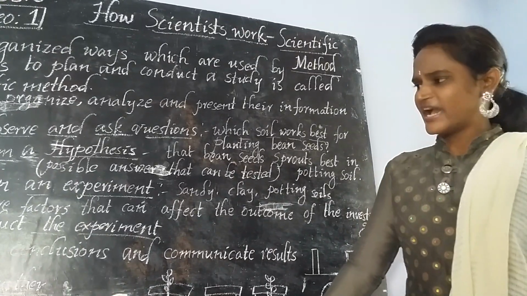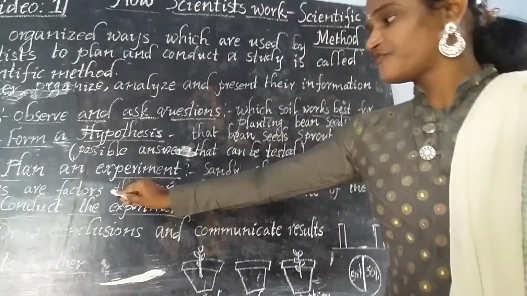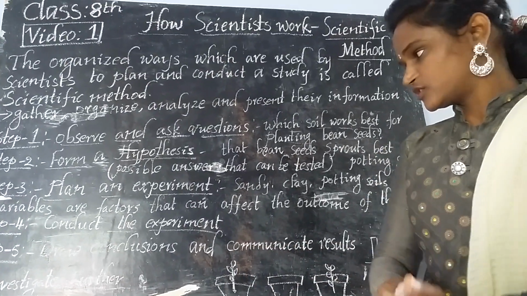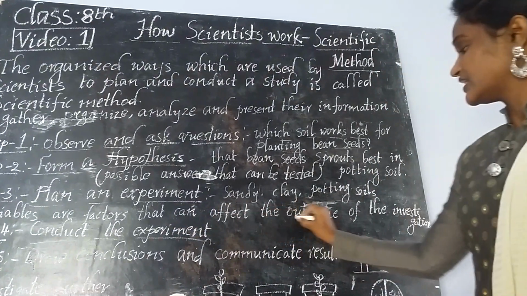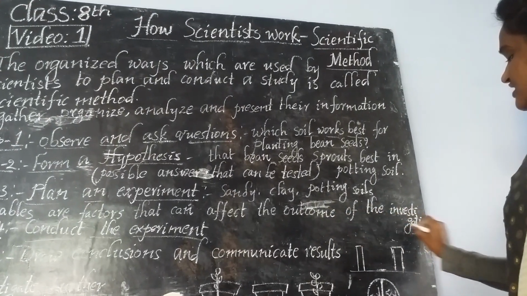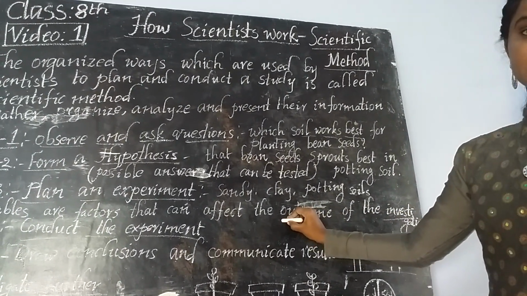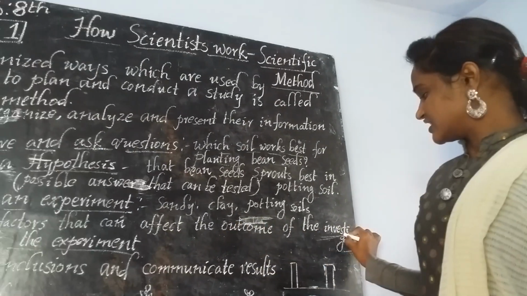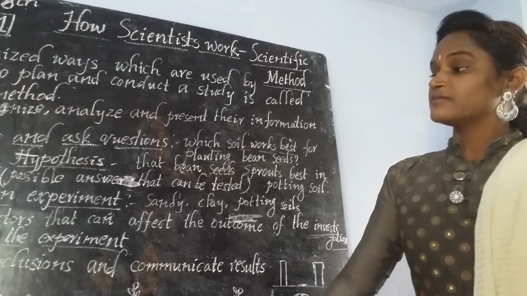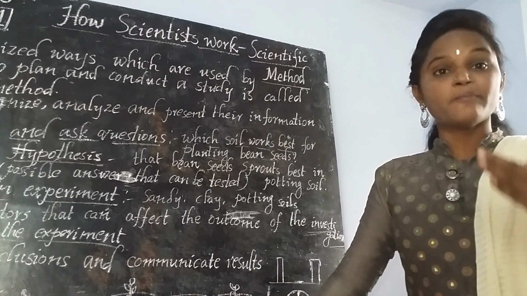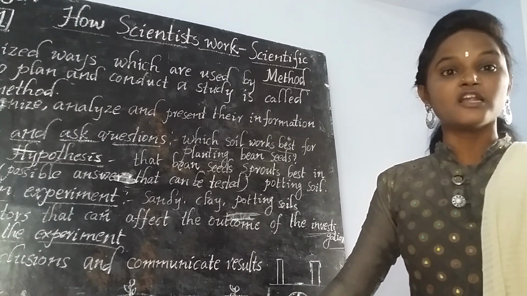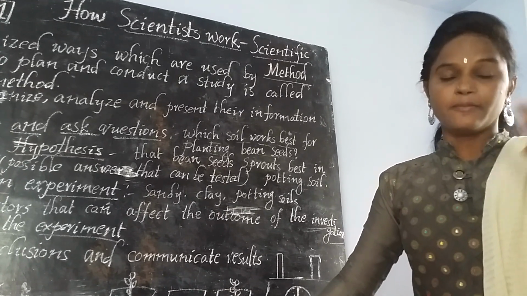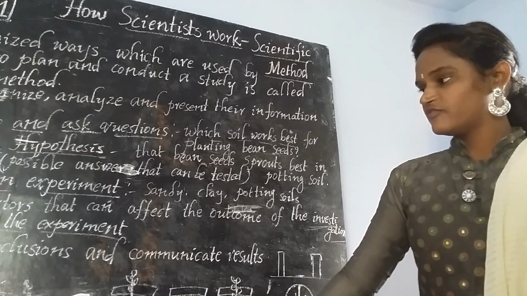What is meant by a variable? Variables are factors present in nature, factors that can affect the outcome of the investigation. What are they doing? They affect the outcome of the investigation. It means variables are capable of changing the result of the investigation. That's why we should be careful about variables. Here, what are the variables?